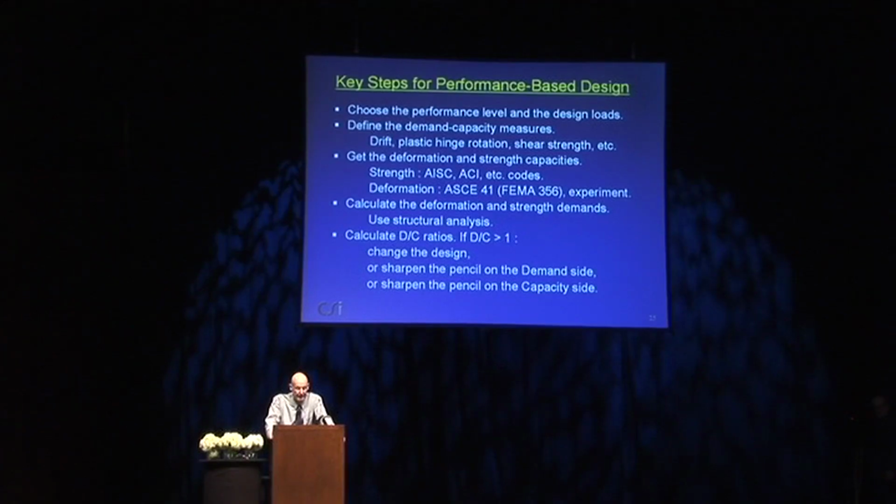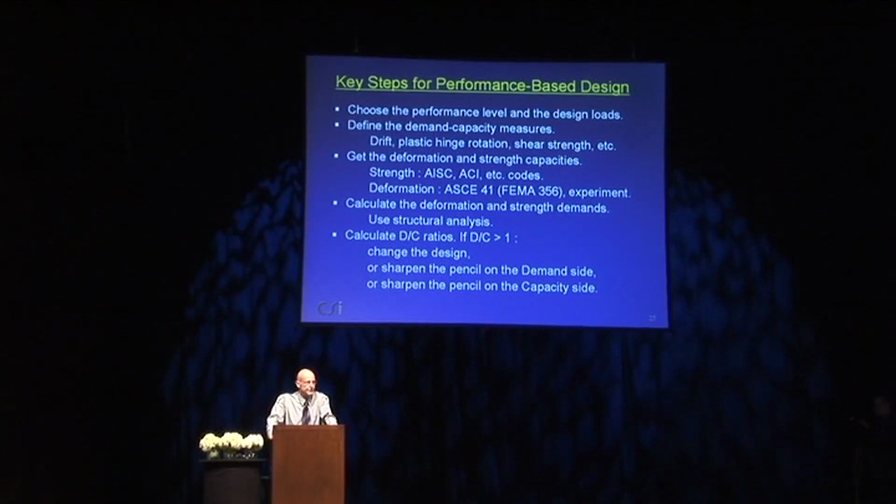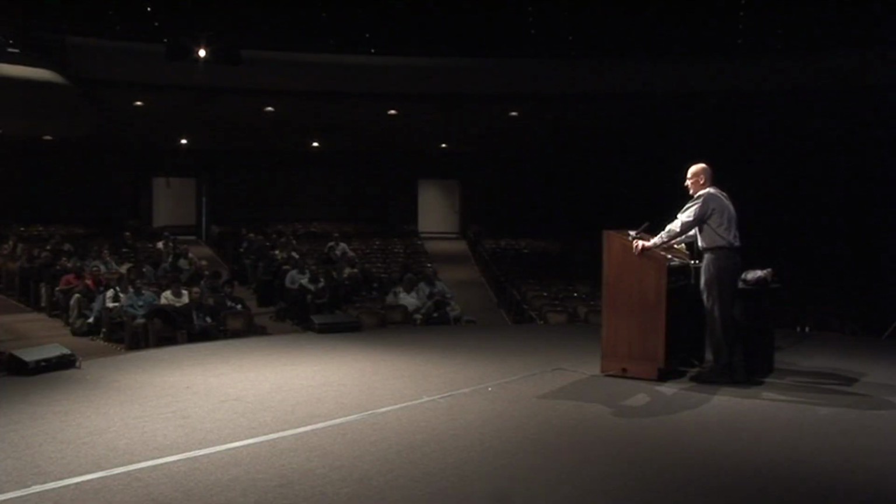You then get the deformation and strength capacities. Typically, strength is calculated using the design codes, AISC, ACI, etc. The formulas for strength capacity have been developed over decades. They've got hopelessly complicated, but they are well established. For deformation, we have much less to work with. The major source of information is ASCE 41, previously FEMA 356, and secondly would be experimental results.